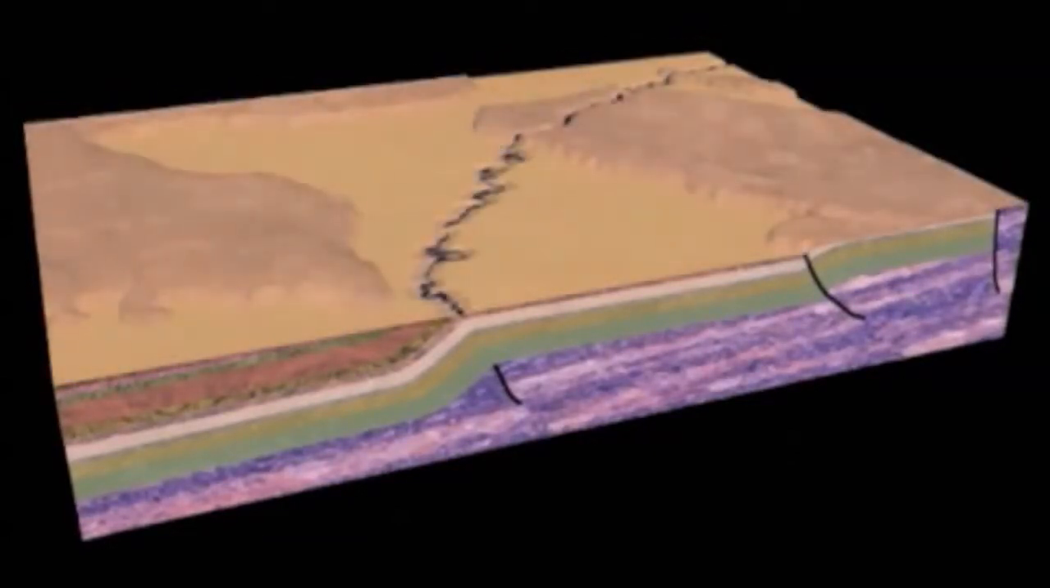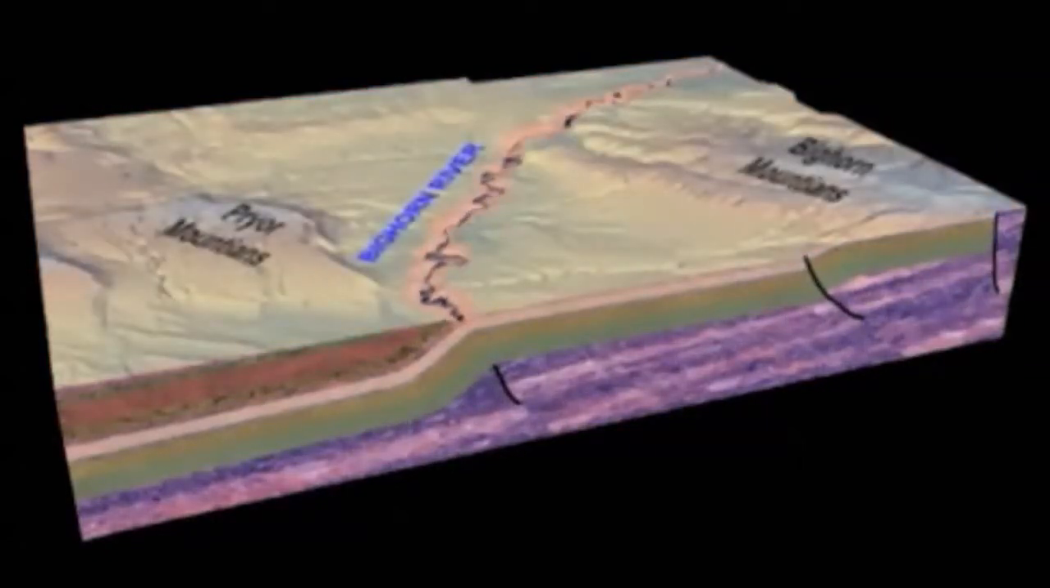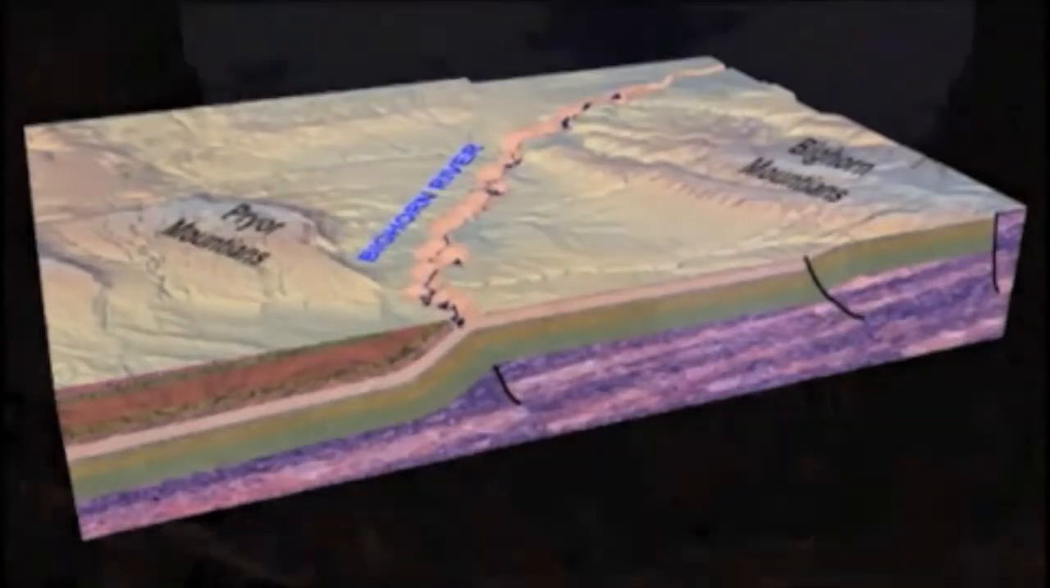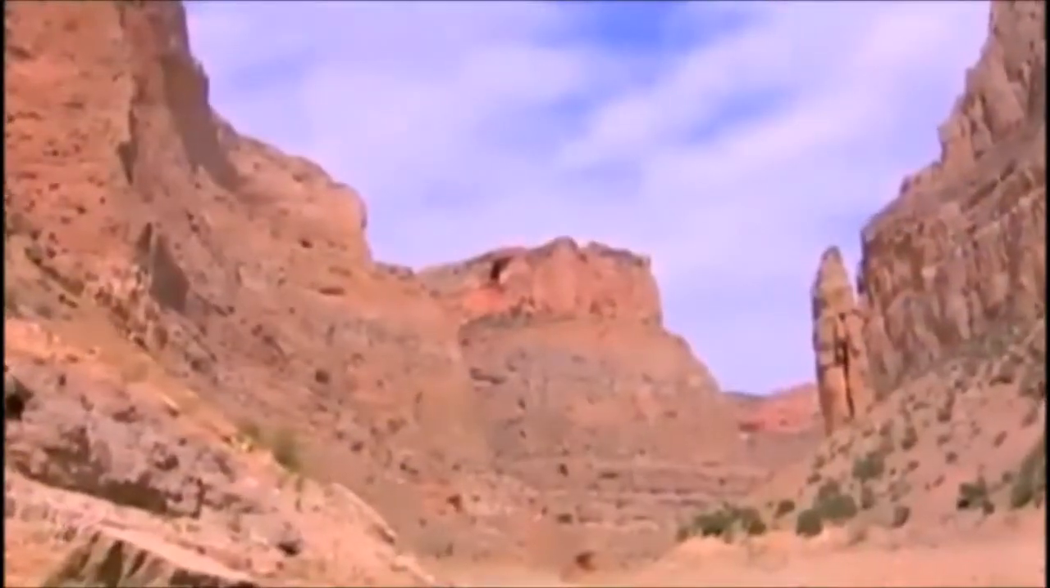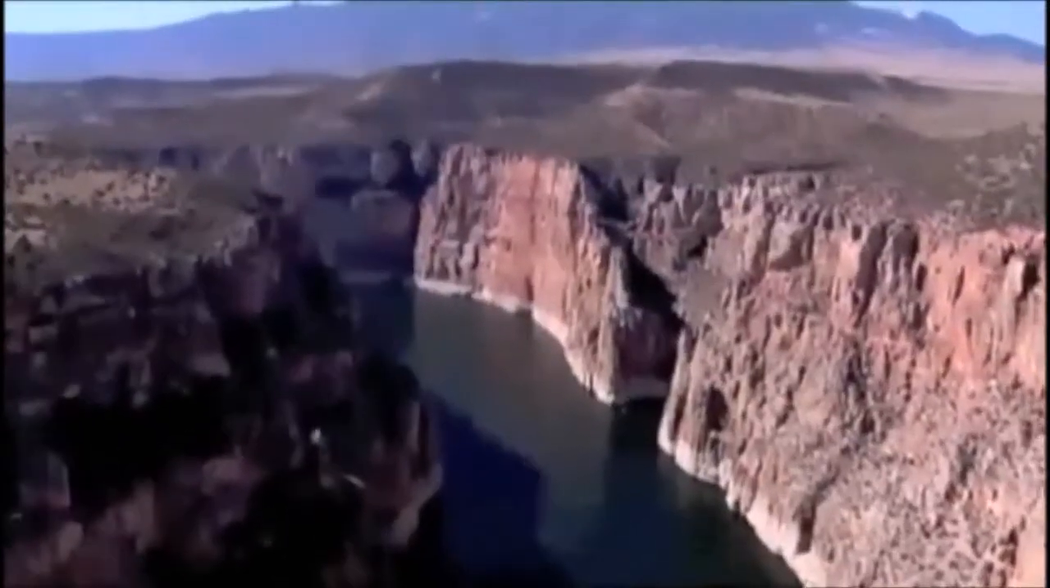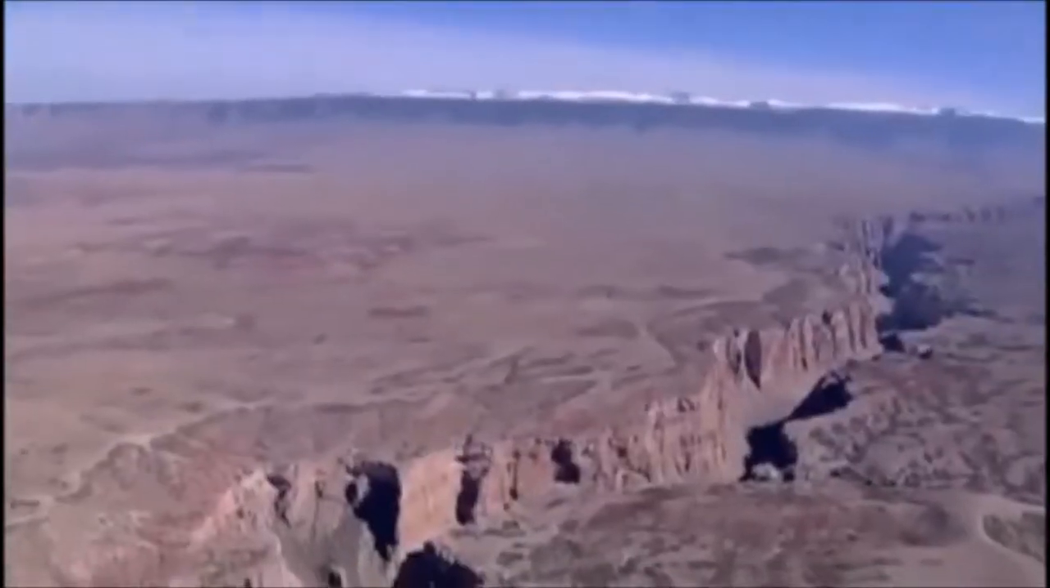Once the river encountered the formidable Madison limestone, however, the water cut down like a saw. The river's winding course became entrenched, thus creating the lofty canyon walls of today.